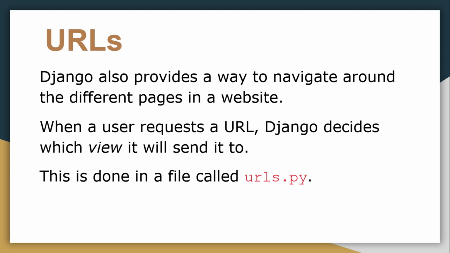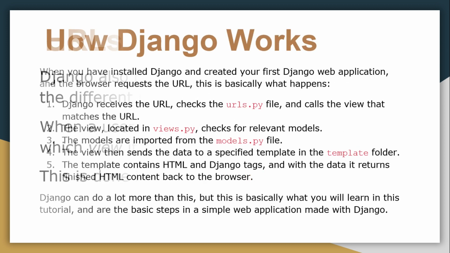When a user requests the URL, Django decides which view to send it to. So these URLs are always placed in the urls.py files. Remember, these names you can change, but you need to configure everything. But the default one is urls.py.